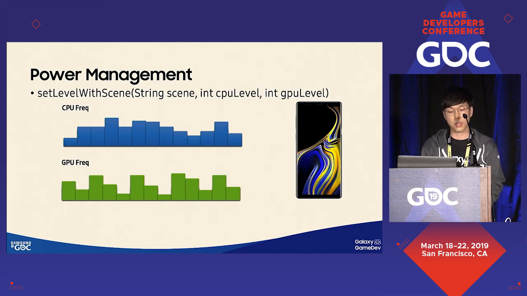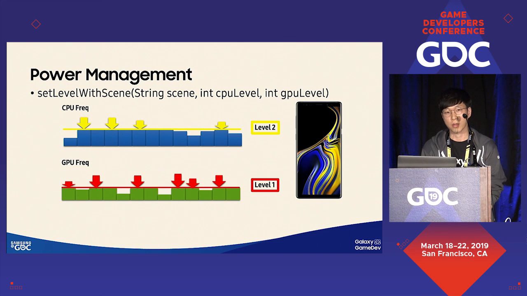With the GameSDK, you can control the CPU and GPU max frequency. The set level with the Scene API allows you to control the CPU and GPU max frequency through each level value. Level range is 0 to 3. So in this case, you set the CPU level 2 and GPU level 1. Then you can control the CPU and GPU max frequency and reduce unnecessary power.